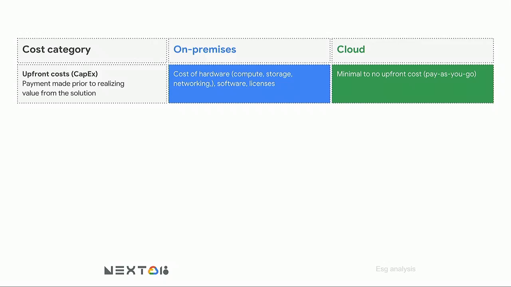So the first bucket is really traditional CapEx. But to make it fair for the cloud, we have to account for if you're leveraging a cloud service where you're paying an upfront cost. So think of this as a cost that you have to pay before you're starting to realize value. So I bought the solution, but it's sitting idle. I'm still working on configuring, deploying, testing, et cetera.